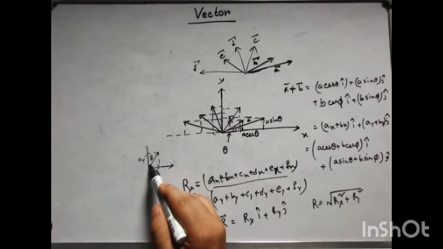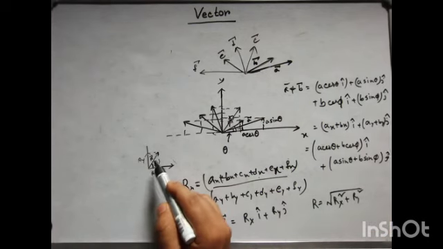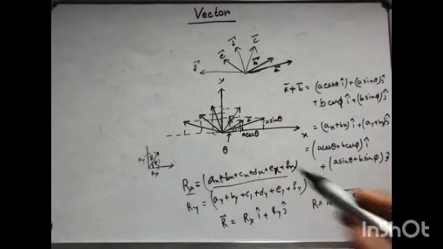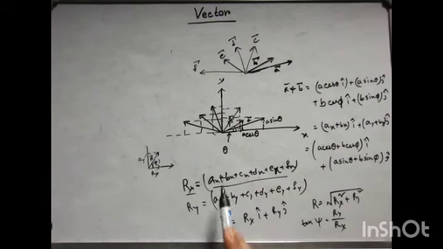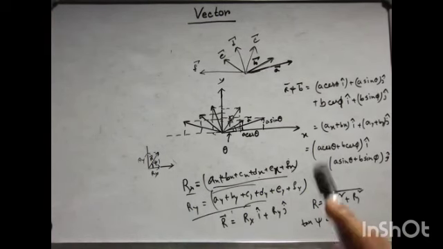And the angle it makes, suppose this angle is psi, then tan psi will be ry by rx. You can find the values of rx and ry from this formula. So in this way, effortlessly, you can add any number of vectors.